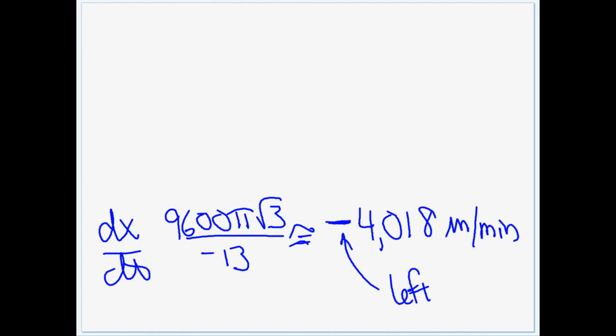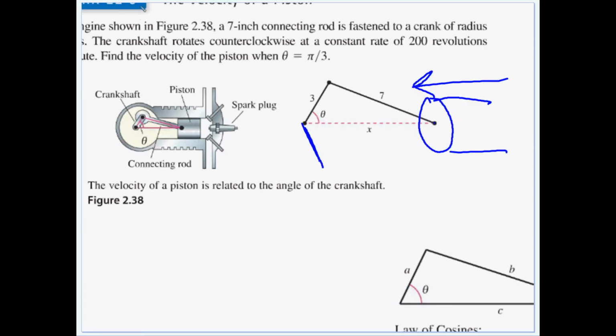If we take the absolute value of that, that would be our speed. The velocity tells us which way we're headed also. And I think that is the end of that example. I think that's the end of the video.